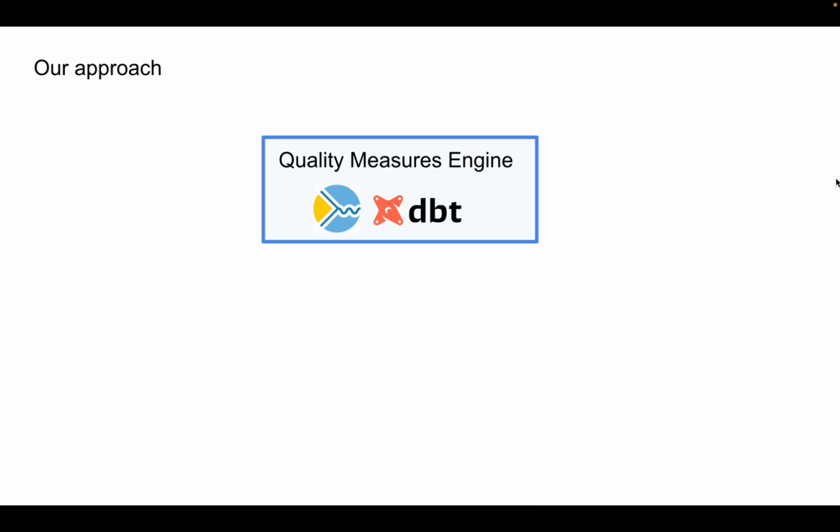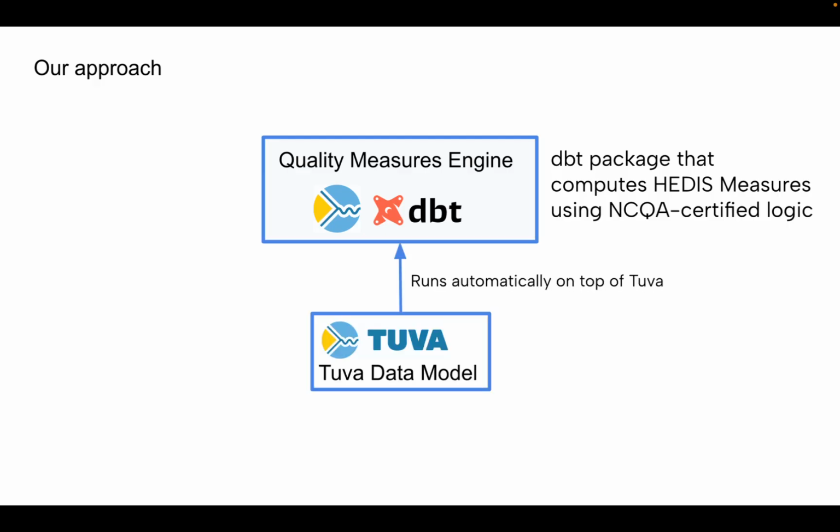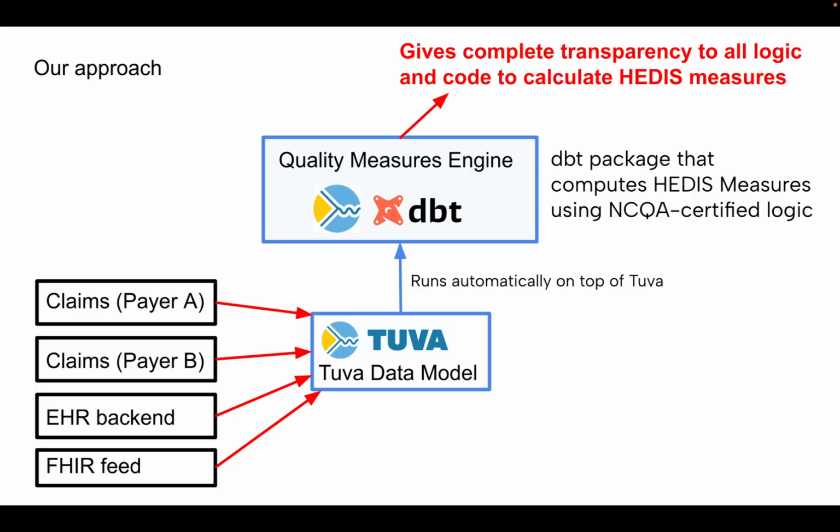So to summarize, our Tuva Quality Measures Engine is a DBT package that computes the HEDIS measures using NCQA-certified logic. This DBT package runs on top of the Tuva data model, and if you have all your data sources flowing into the Tuva data model, this runs in a turnkey way and gives complete transparency to all logic and code to calculate the HEDIS measures.